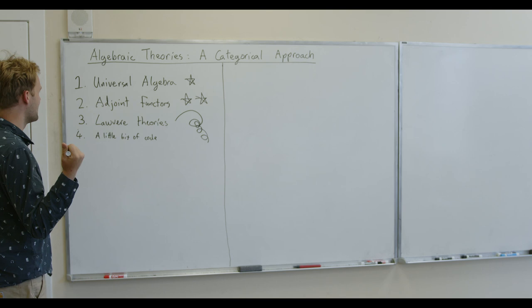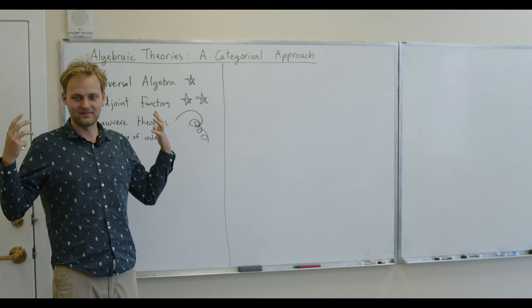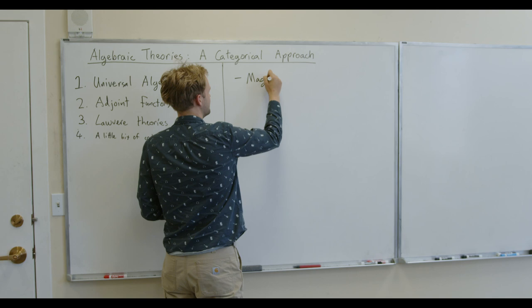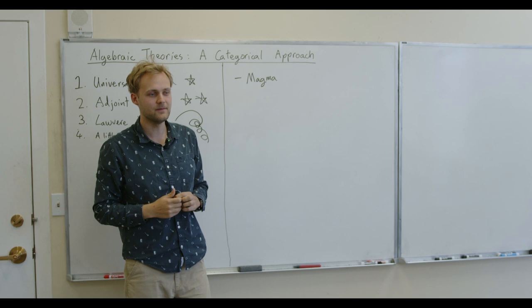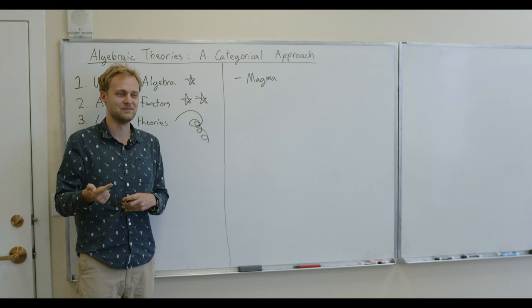Okay, so let's start with part one, universal algebra. So universal algebra studies algebraic theories. What is an algebraic theory? Well, you've all heard of examples of algebraic theories before. So for instance, a magma. You may not have heard of a magma, but it's probably the simplest algebraic theory. What is a magma? It's a set with a binary operation on it. Does that binary operation need to have any properties? No, it doesn't need to be associative. It doesn't need to be unital. It doesn't need to be anything.